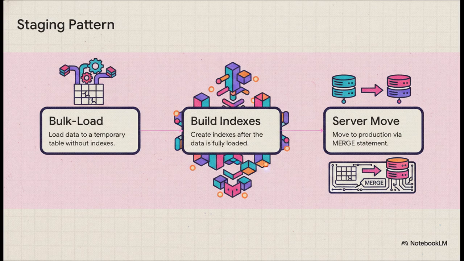Step 1, you bulk load your data into a temporary staging table that has 0 indexes and no foreign keys. Step 2, you build those indexes after the data is fully loaded. Why? Well, because building indexes during a load forces your database to perform some really expensive tree rebalancing on every single insert, which completely destroys your performance. And finally, step 3, you perform a direct server-side move to the production table using a merge statement. This keeps your CPU from bottlenecking and shifts the heavy lifting over to disk I/O, which is highly parallelizable.